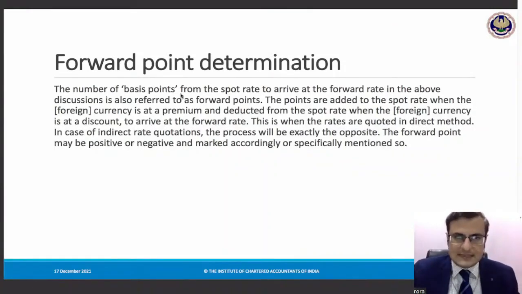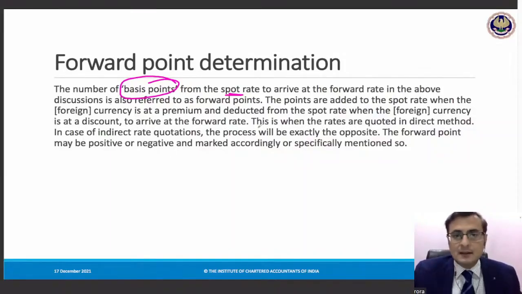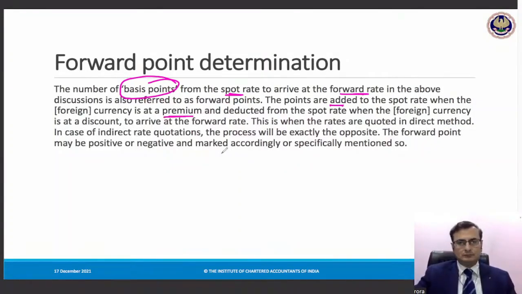See, forward point determination may sometimes be given to you in the exam. From the spot rate, they will give you some basis points that you need to add or subtract. Once you add or subtract, you get the forward rate with the help of the forward points. The points are added to the spot rate when the currency is at a premium.